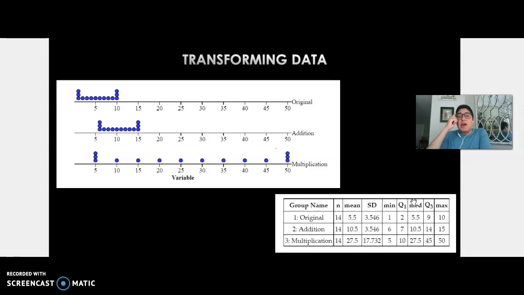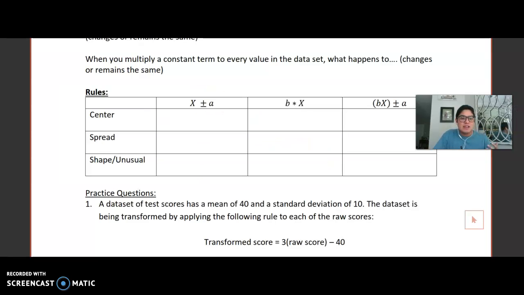Now let's take a look at what happens if I multiply the data. Suppose I multiply by a scale factor of 5. And actually, let's quickly pause right here. Let's talk about the measures of center. When we add or subtract, your center is going to change, but your spread did not change.